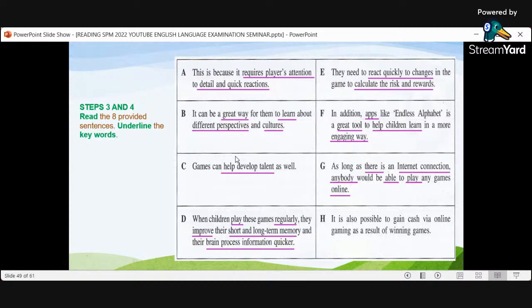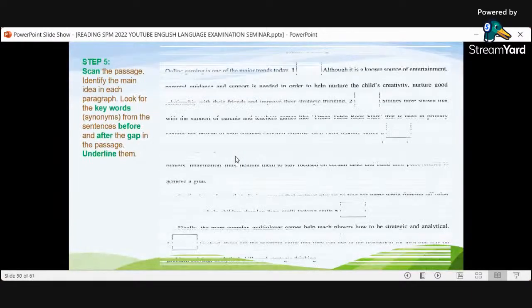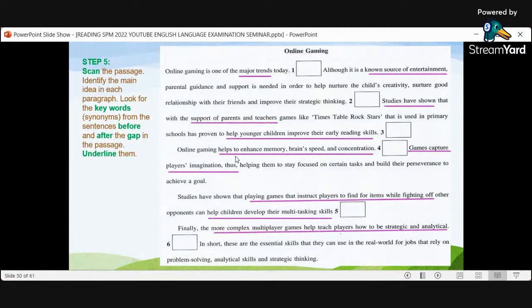As long as there is an internet connection, anybody would be able to play any games. And it is also possible to gain cash via online gaming as a result of winning games, right? So I'm looking at things in the text now to fill in. Online gaming is one of the major trends today, there's a gap there, right?